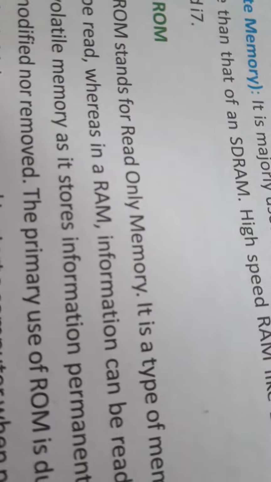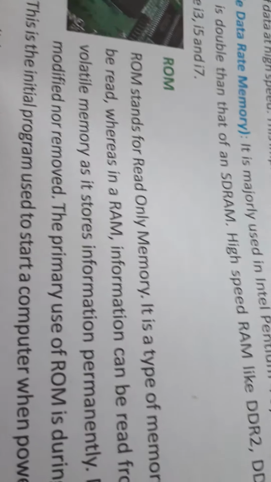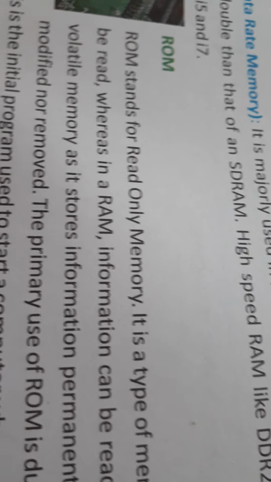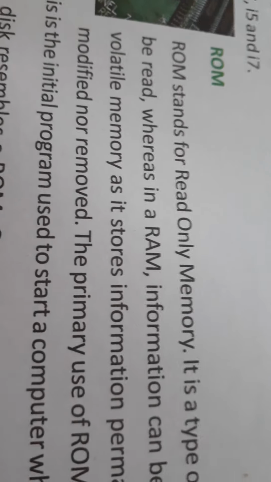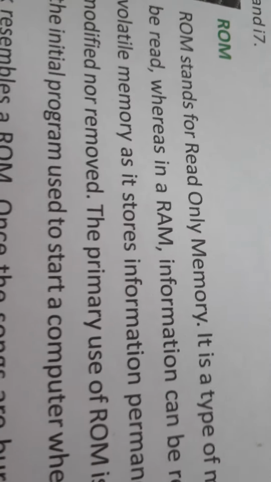The next category of internal memory is ROM, which stands for read-only memory. It is a type of memory from which information can only be read. Here we do not write new data or overwrite the existing data. We have to just read it. It means it is pre-written. We can read the data from the ROM.